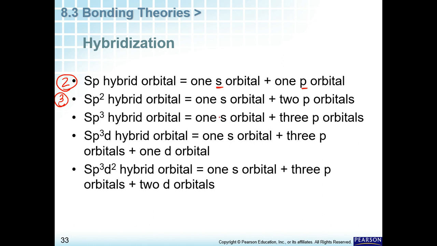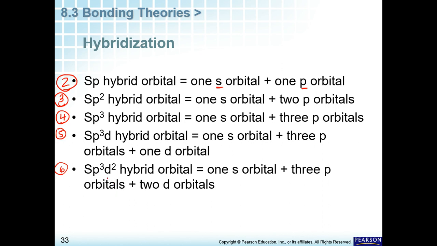sp3 gives me 1 s plus 3 p gives me 4 hybrid orbitals that are sp3. This one, notice 1 plus 3 plus 1 gives me a total of 5 hybrid orbitals, which is why things like PF5 can form 5 bonds. And then we also saw in our structures that some things like SF6 can form 6 bonds because it forms hybrids such as sp3d2. 1, 4 plus the 2 gives me 6.